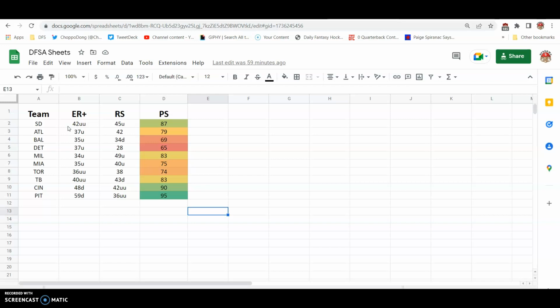Their 3-game sample is way higher than that. Atlanta is trending upward at 3.7. Baltimore is trending upward. There are only a couple of teams trending downward, and they're the two we really want to attack, Cincinnati and Pittsburgh.